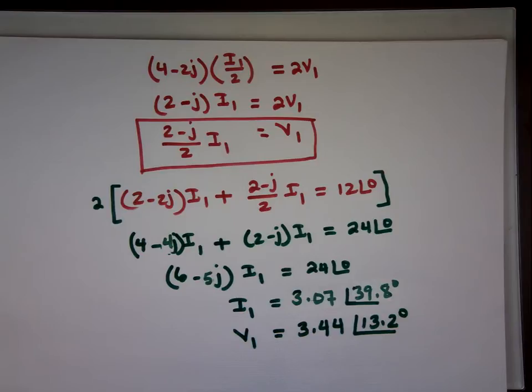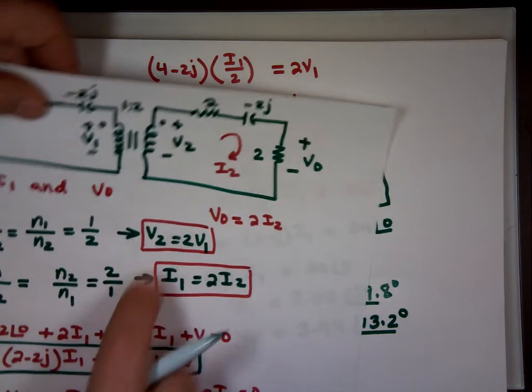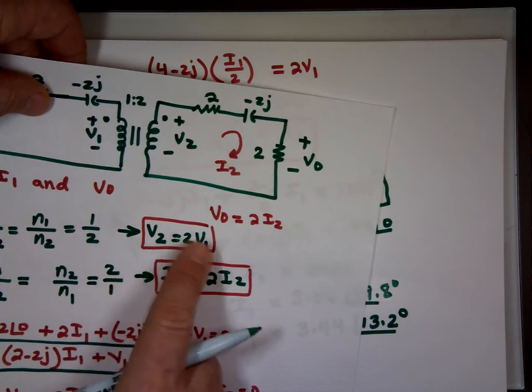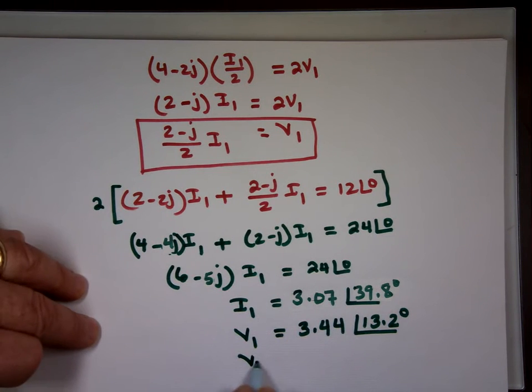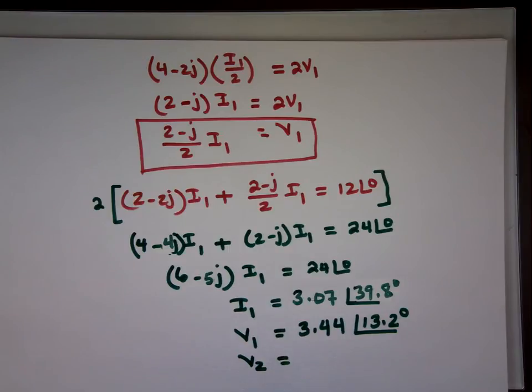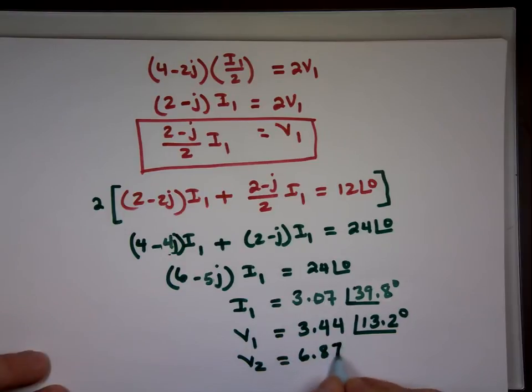If I know V1 and I know I sub 1, can I find V2? V2 is 2 times V1. I don't need it, but I'm having fun. Let's multiply it by 2. 6.87. I carried all the digits, that's why it's not 8.8. Angle 13.2.